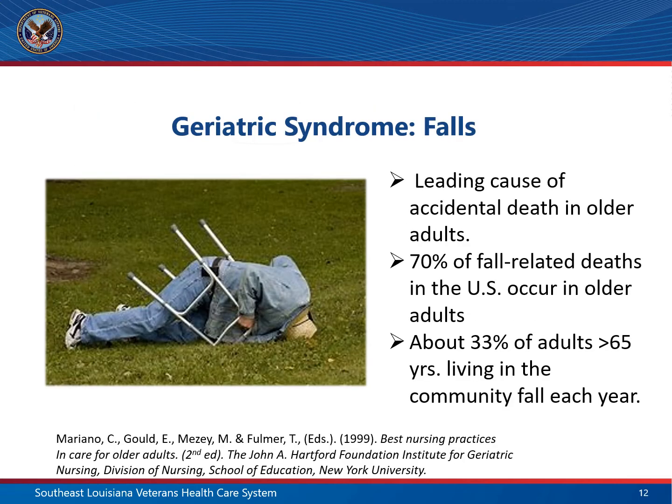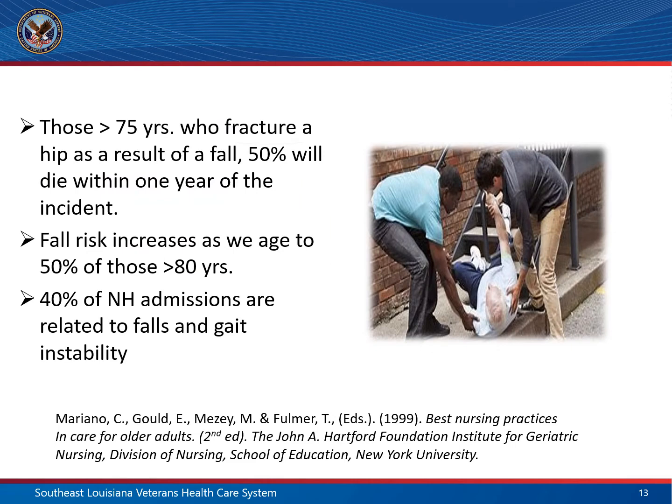The next syndrome we're going to talk about today are falls. Falls are the leading cause of accidental death in older adults. 70% of all fall-related deaths in the United States occur in older adults. And about a third of adults over 65 years living in the community, just only 1/3, fall each year. If we could eliminate all falls, people would live a lot longer.